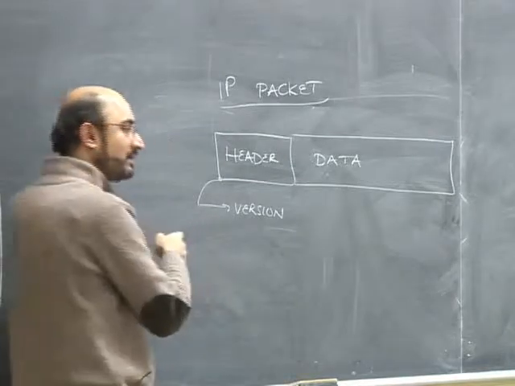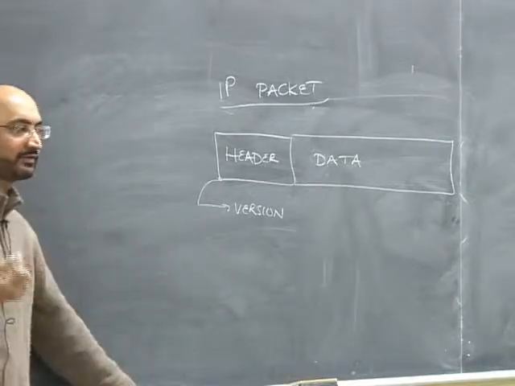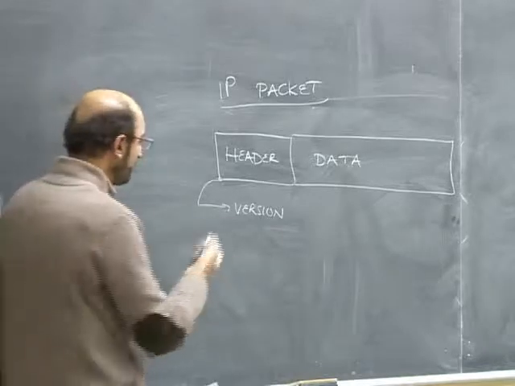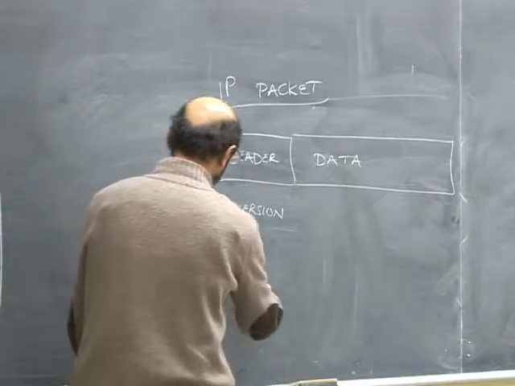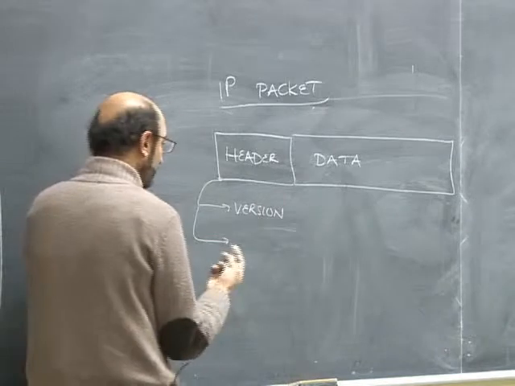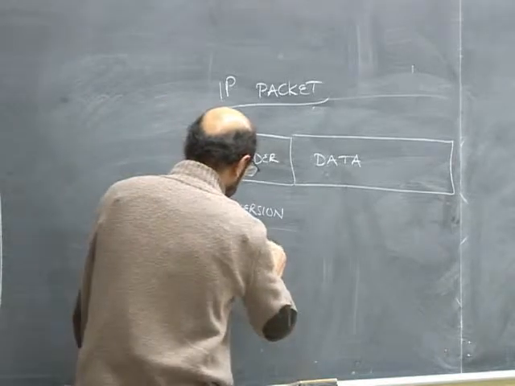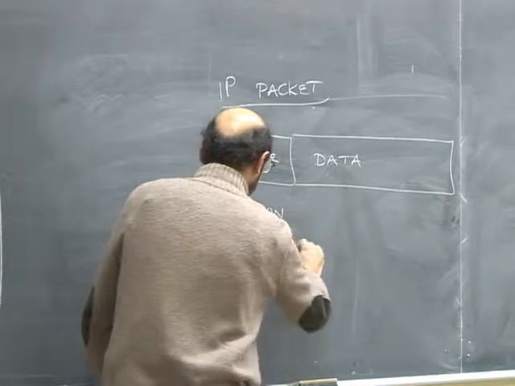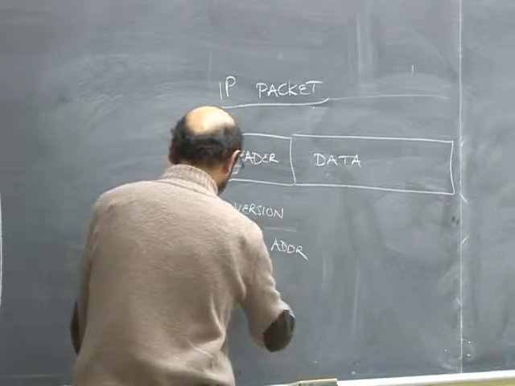So the version number tells you what version you're running. Is it 4 or 6 and so on? And it's a good idea to have a version number in case you change the version later on. There are a bunch of other things which I'll talk about later, but I'm going to talk about 2 things right now. One is the source address, and one is the destination address.